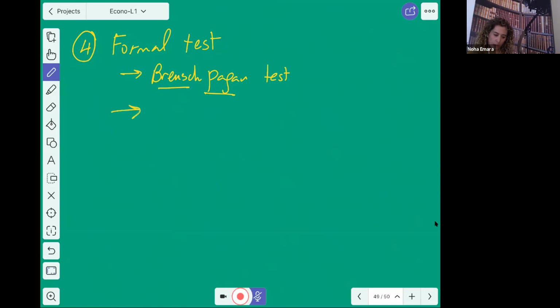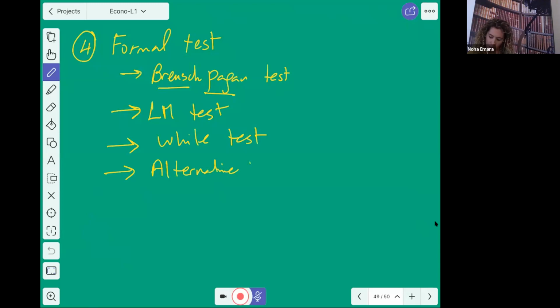The second test, I don't know which one I should mention first, is the LM test, which is called the Lagrange multiplier test. I'm going to talk about it. And there is also the White test. And there is the updated White or advanced White. I can't remember the name. It's not updated, it's not augmented, it's the alternative White test. Okay, so these are 4 tests that you can use in order to determine whether you have heteroskedasticity or not in the model.